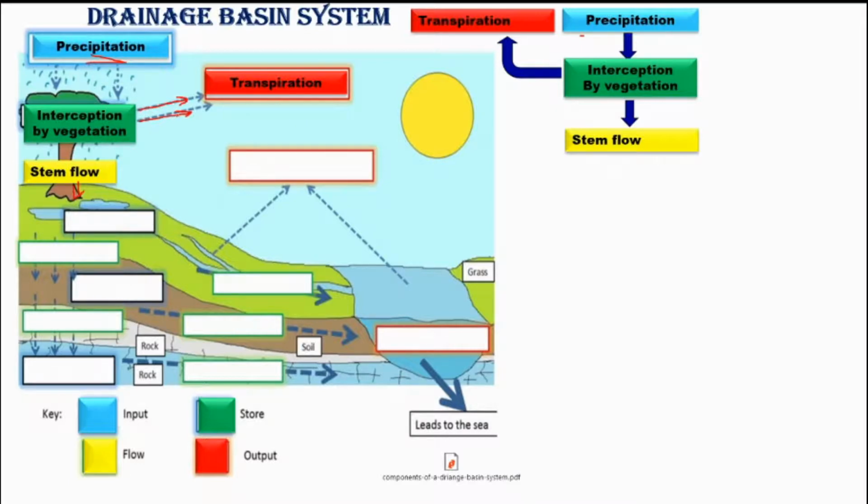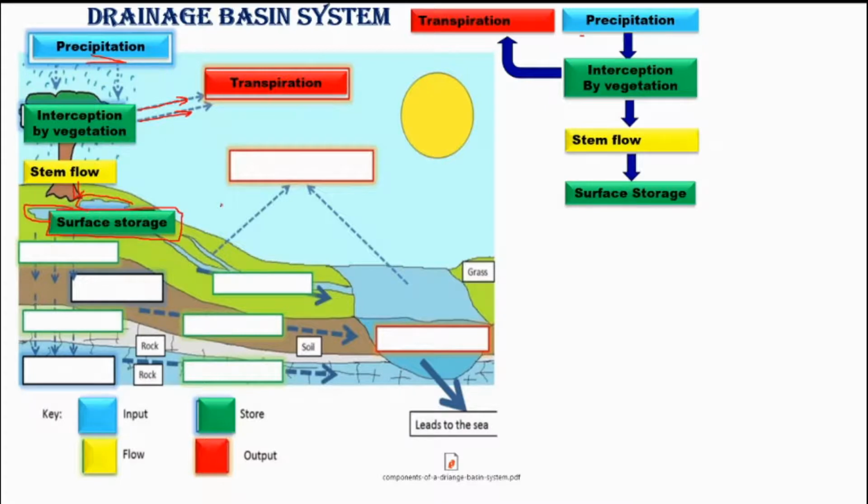Now, let's go to the surface storage. During a prolonged or heavy rainfall, the infiltration capacity is usually exceeded and water starts to build up on the surface. This buildup is what we call surface storage, and it usually produces puddles.